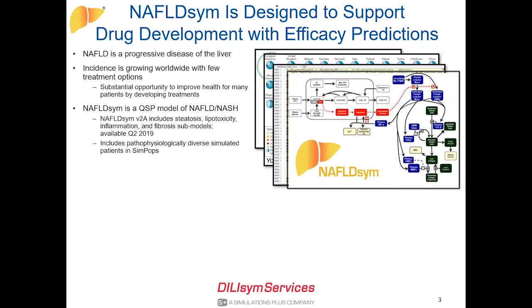We'll go into this in great detail here, but version 2A includes the primary components of the pathophysiology, including steatosis, lipotoxicity, inflammation, and fibrosis. We will be making this model available for licensing in Q2 of this year. And another really important feature, in addition to having all the aspects of the pathophysiology, is the heterogeneity within the population. We do capture that using what we call SimPops, or a simulated population.